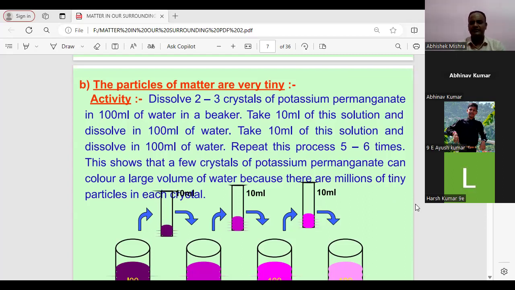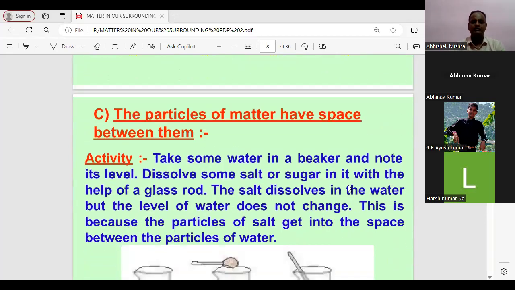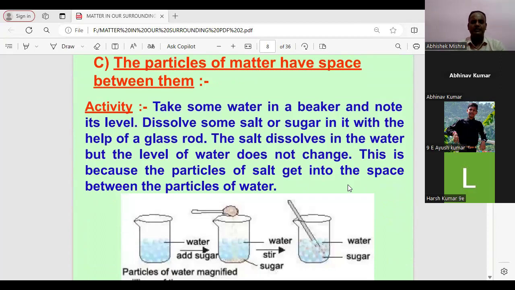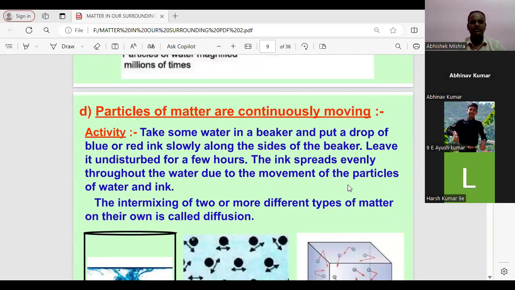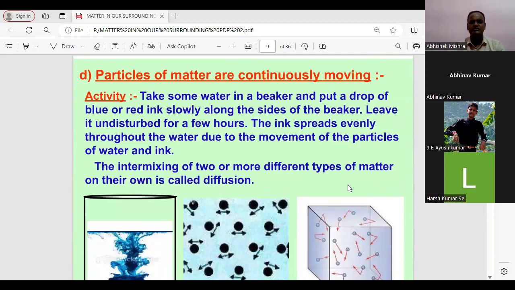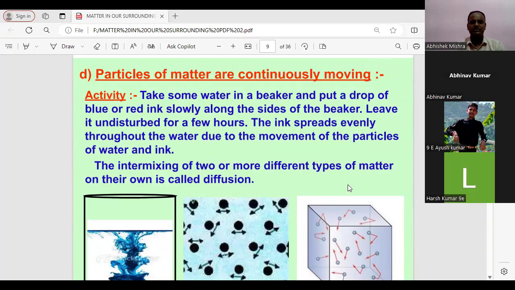Very good, Harsh. Very well explained. All the matters you have very clearly explained. Now, let us come to the next activity, which will show that particles of matter are continuously moving.